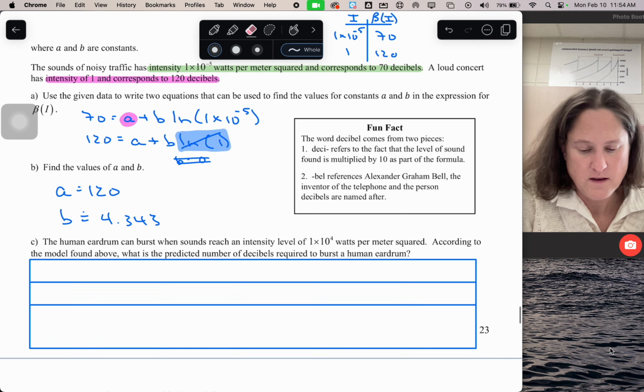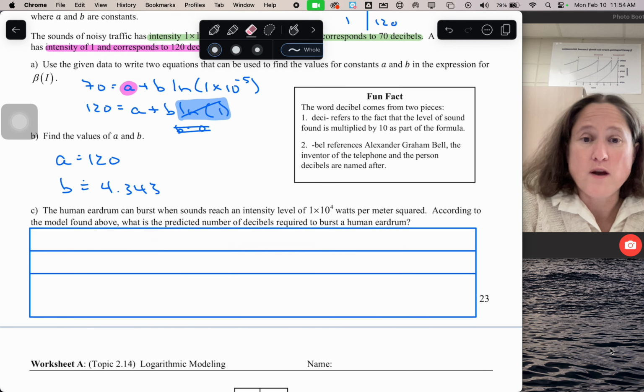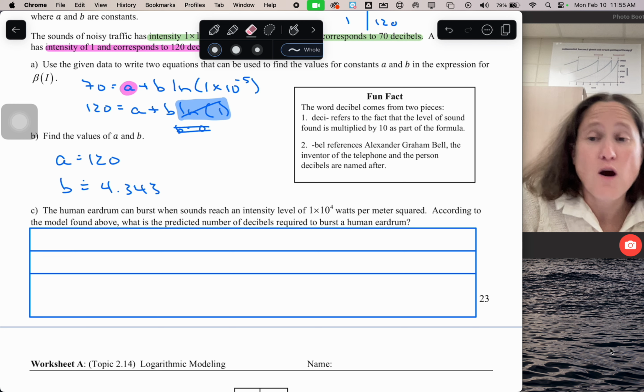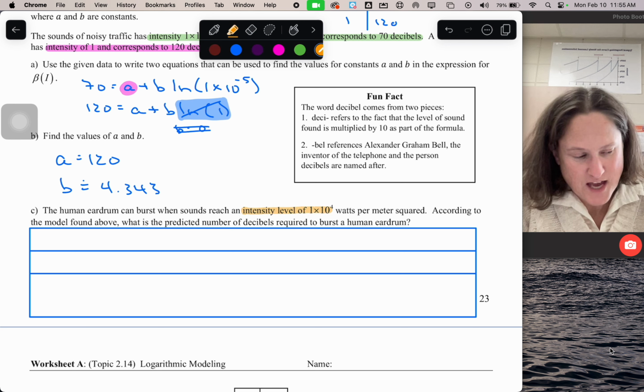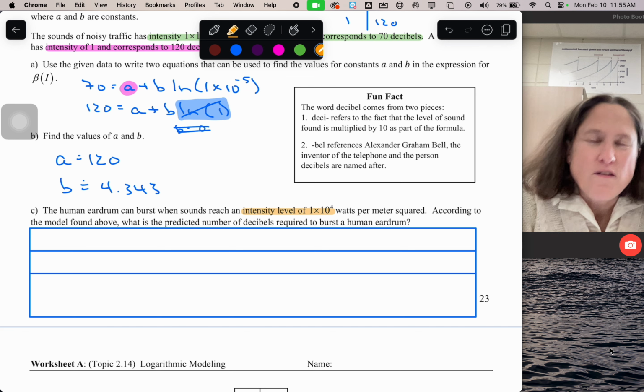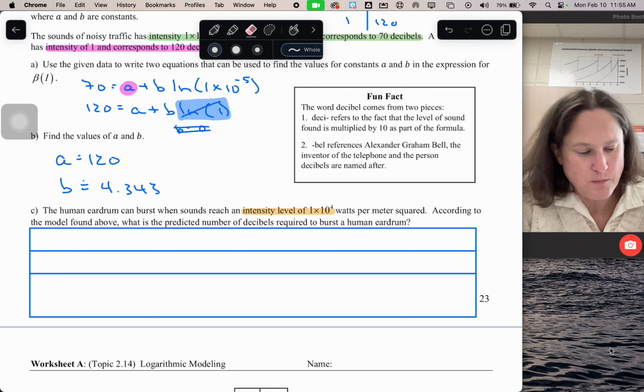Okay? Now, go ahead, press pause, read through part C, and use the regression model that we just came up with in part B to determine what they're asking in part C. Okay, hopefully you were able to identify that they are giving us the intensity level. What value was the intensity level again? That's right, that was the input value.